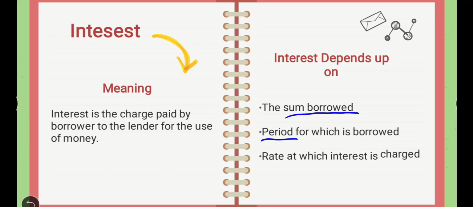Then the third one is the rate. It means the rate of interest. For example, some banks charge 10% per annum, some banks charge 8% per annum. So the interest depends upon the rate of interest. So these are the three factors on which interest depends.